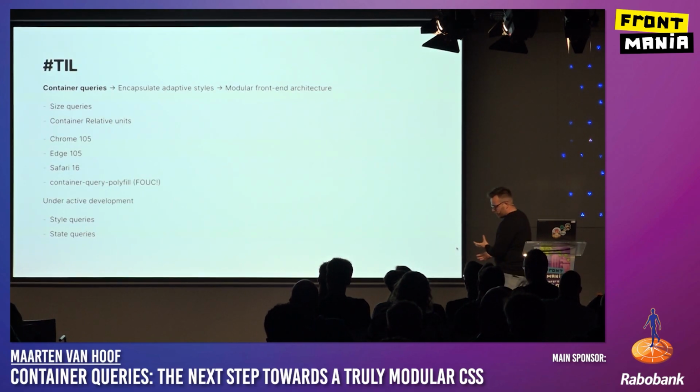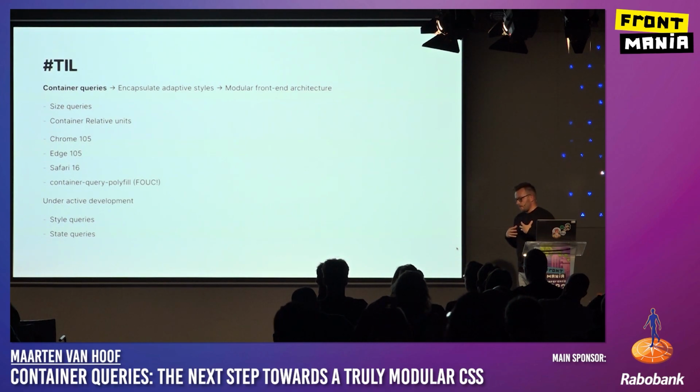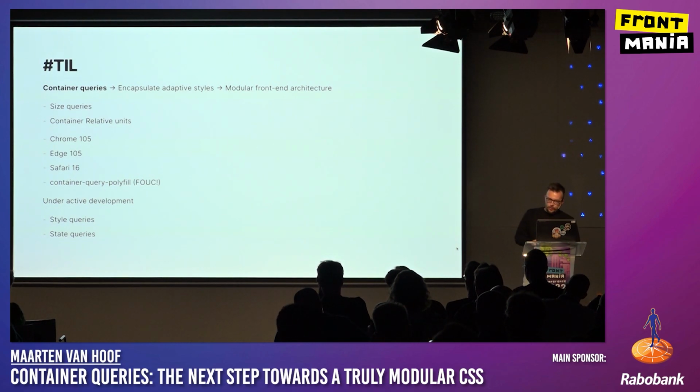So let's round it off, shall we? What did we learn today? Well, one, container queries are very useful for modular front-end architectures where we can encapsulate adaptive stylings within a component, whether that be a React component, whether it be just CSS components. In browsers now, we have size queries and container relative units. It's available in Chrome 105, Edge 105, Safari 16.